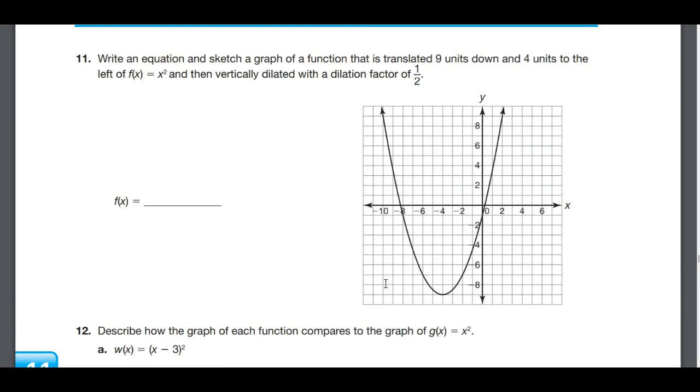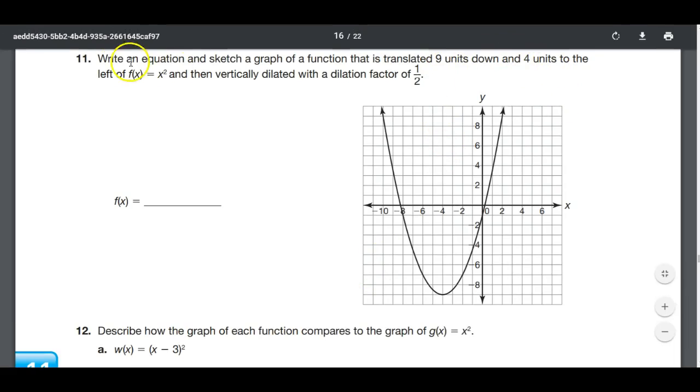Okay, write an equation, sketch a graph of a function translated 9 units down, 4 units to the left, then vertically dilated with a dilation factor of 1/2. Okay, here we go. We got to do these fast, man. All right, so translated 9 units down, so we go down 9 units. So that means at the very end, I would normally have -9 there, right? And 4 units to the left, so I'd have to have inside my parentheses here, x plus 4 to translate to the left.